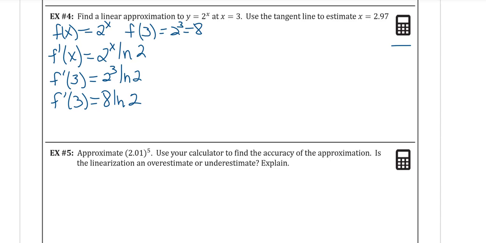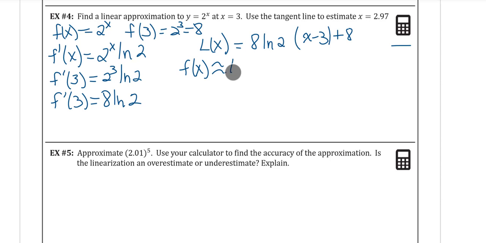So our local linearization is going to be our slope, which is 8 ln of 2 times x minus 3 plus 8. And I'm going to distribute that, and I'm going to make that my f of x, because that's my local linearization. So I get 8 ln of 2. Well, let me put the x in a better spot. So let's make that 8x ln of 2 minus 24 ln of 2 plus 8. So I kind of have my constants together there.